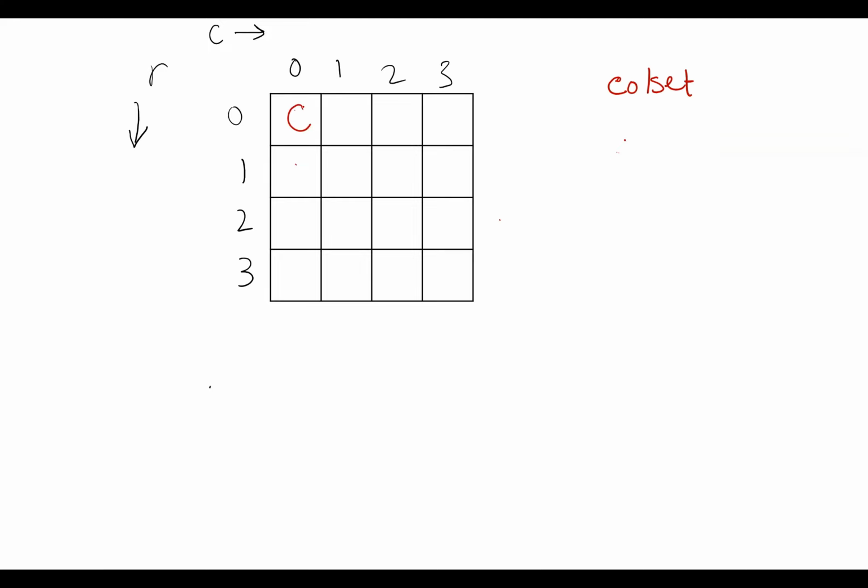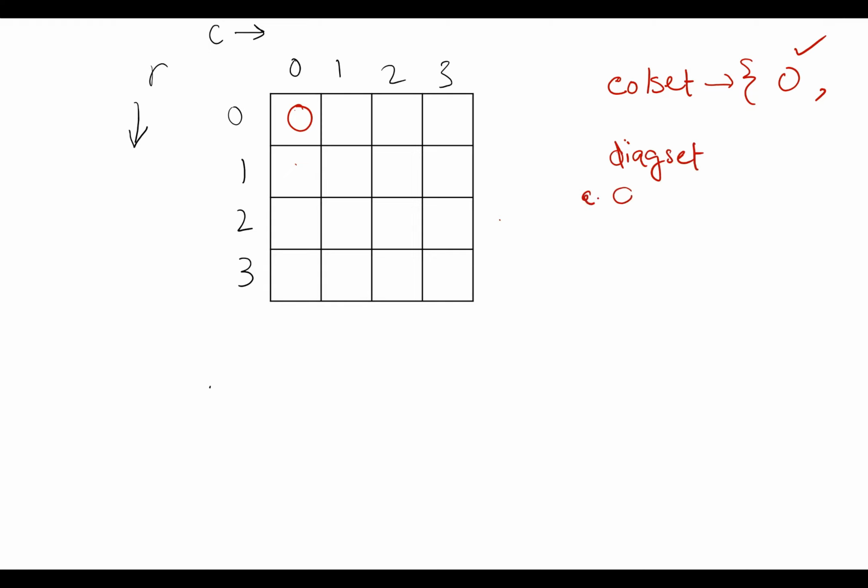If we put a queen here, we can just put 1, 0 in the column set, and next time if I try to put another queen in the same column, it will first check and see that this column has already been occupied, so I cannot put a queen here. But what about the diagonal ones? What about the diagonal sets? How do we keep track of that?